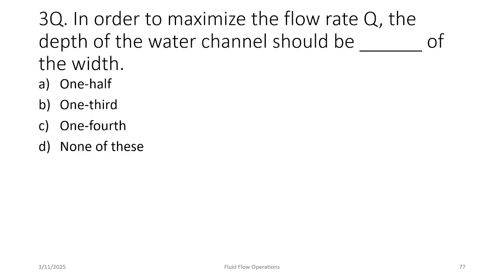Coming to the third question: in order to maximize the flow rate Q, the depth of the water channel should be what fraction of the width? Option A, half; option B, one third; option C, one fourth; option D, none of the above. We have already solved this. The depth should be one half of the width, so H should be B by 2.